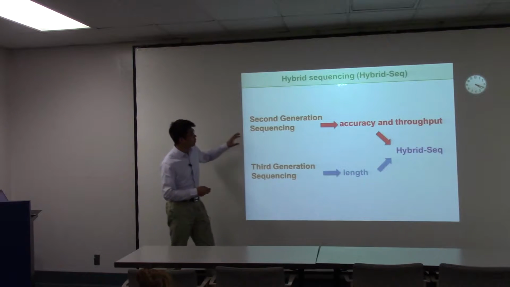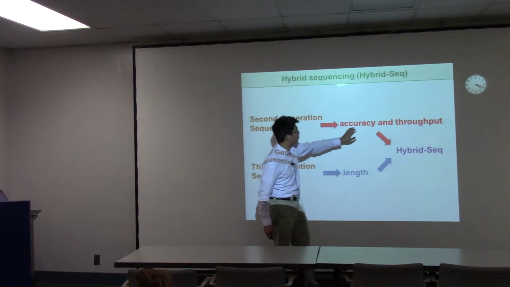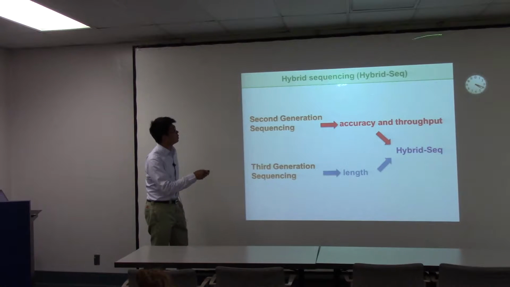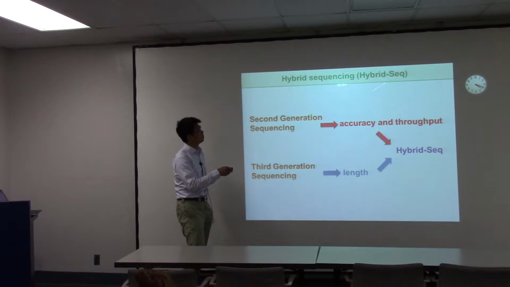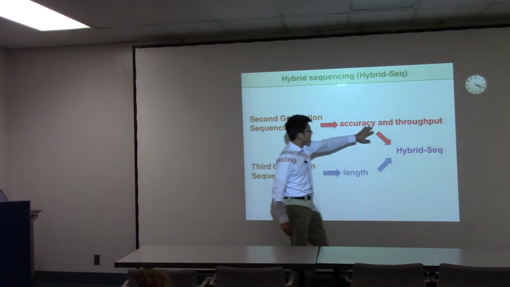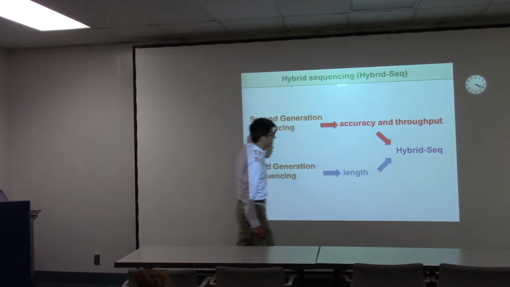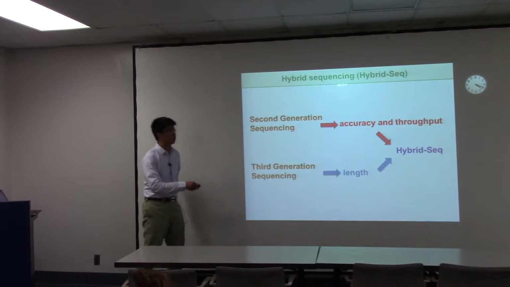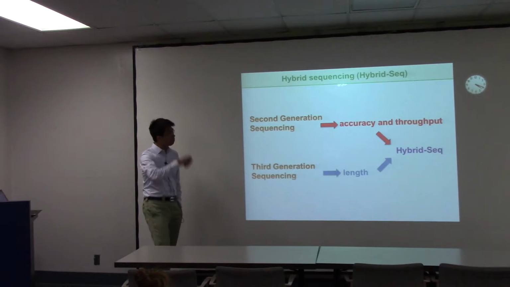But we never forgot the problem of the high error rate and low throughput of third generation sequencing. So that's why we introduced a strategy called hybrid sequencing, hybrid-seq, to integrate the accuracy and throughput strengths of second generation sequencing and use the length information from third generation sequencing. This is called hybrid-seq, okay?